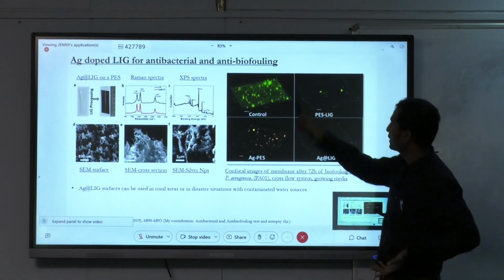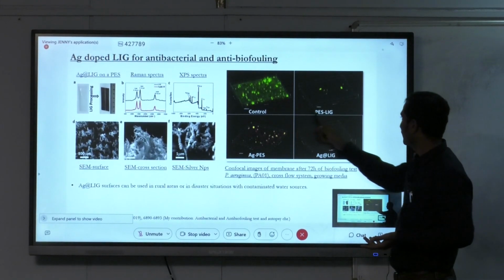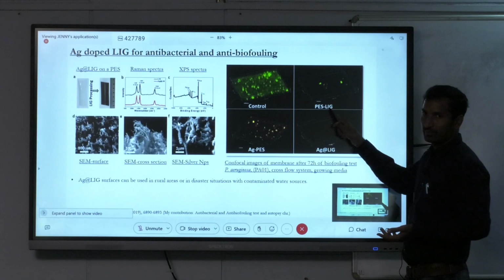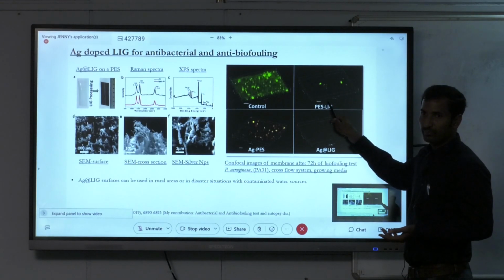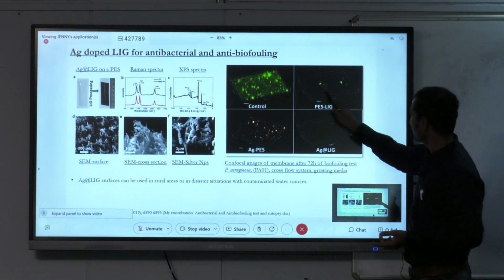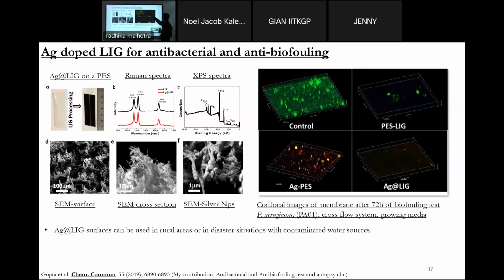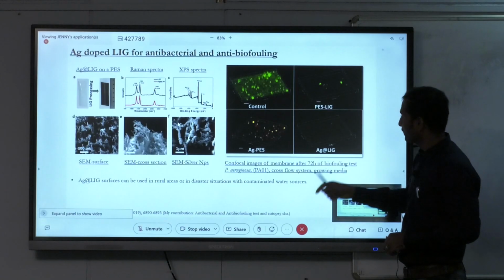So, here you see the control PES membrane, and here the PES membrane doped with LIG. Even without electricity, in the absence of silver, this is effective, but we still wanted to avoid this, because after a few days, if there are a few colonies or a few spots, then after certain days again it will develop the biofilms later. So, that is what we wanted to avoid, even these kinds of spots.